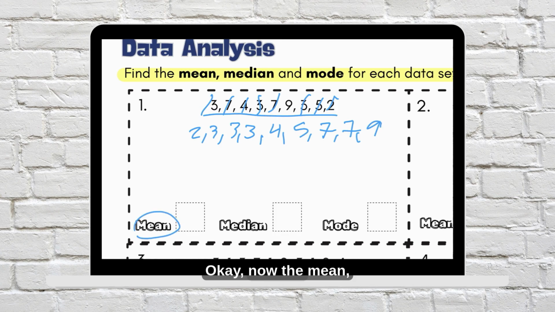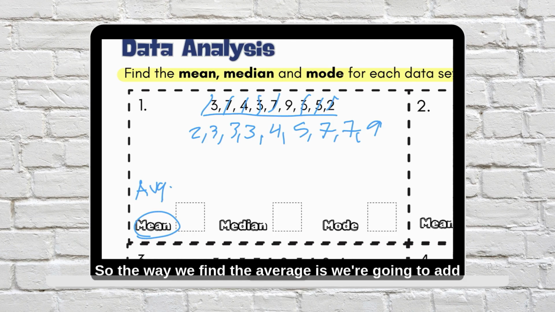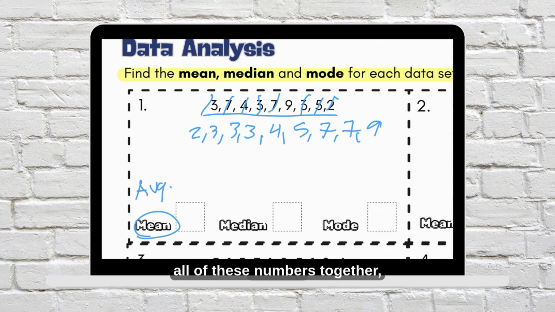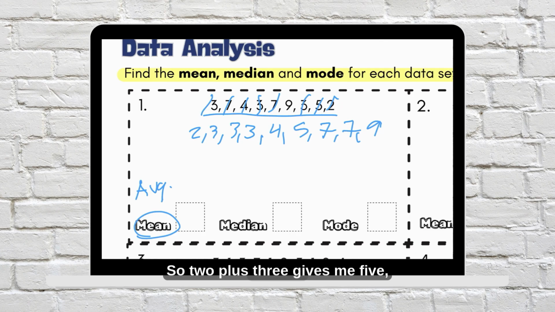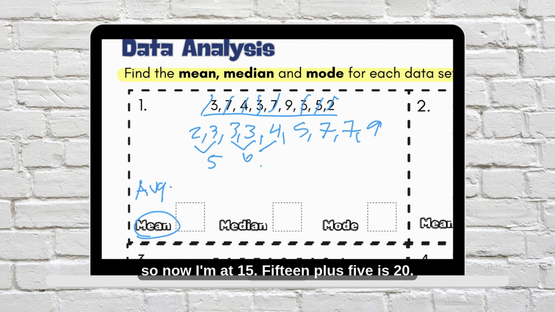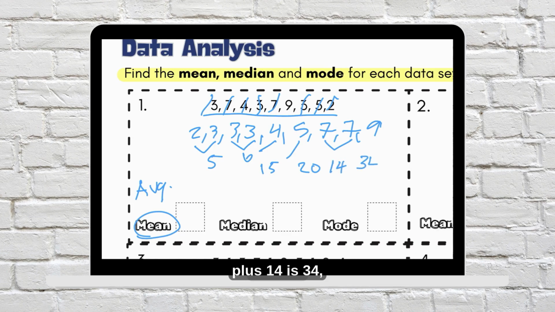Now the mean, remember, means that we're finding the average amount in my data set. The way we find the average is we're going to add all of these numbers together. There are 9 numbers in my data set, so I'm going to add them all up and then divide by 9. So 2 plus 3 gives me 5, 3 and 3 is 6, and this is 6 plus 4 is 10, so now I'm at 15. 15 plus 5 is 20. I'm going to add those two together. 20 plus 14 is 34, and then 34 plus 9 gives me 43.